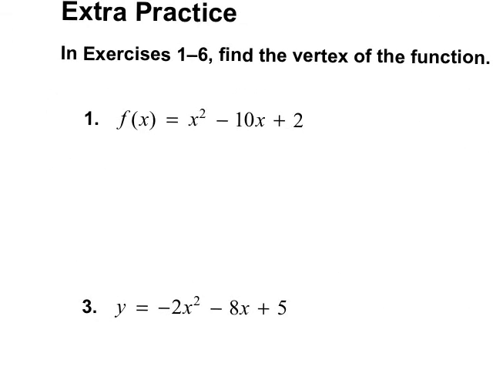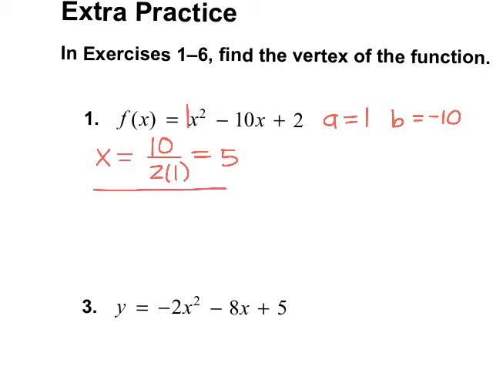Okay, so I need to first identify a and b. So for this problem, a is the imaginary 1 in front of x squared, and b is negative 10, the number beside x. So then the x value from our formula above is negative b. So since b is negative 10, negative b would be positive 10 over 2 times a, which a is just 1. So 2 times 1 on bottom is just 2. 10 divided by 2 is 5. That's the x value of my vertex.